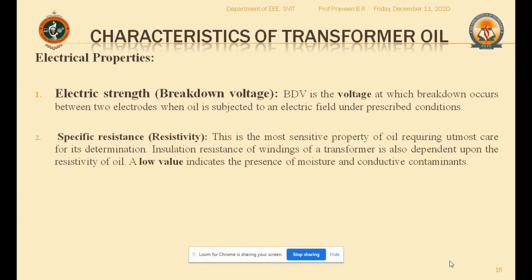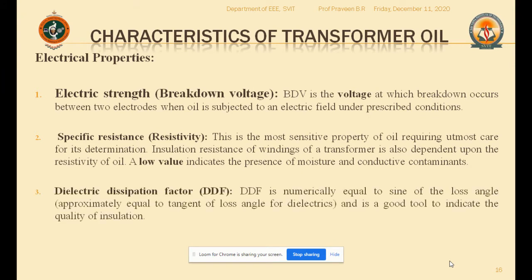It should have a specific resistance. A low value of the specific resistance indicates that there is a moisture content and the conductive contaminants inside it. So specific resistance is the most sensitive property of the oil which has to be taken utmost care. The insulation resistance of the winding of a transformer is also dependent on the specific resistance or the resistivity of the oil. What is dielectric dissipation factor?